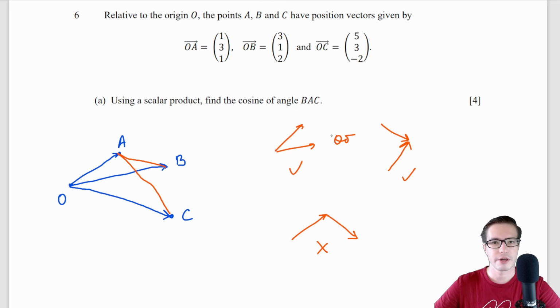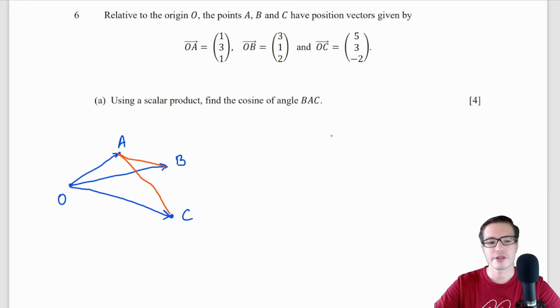This will not be correct. So let's draw both of the vectors out of point A. Now, by looking at the picture, we can see that we're going to need vector AB and vector AC. So let's find it. We can find vector AB as the vector OB minus vector OA.